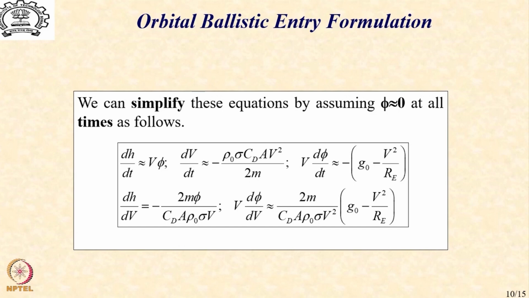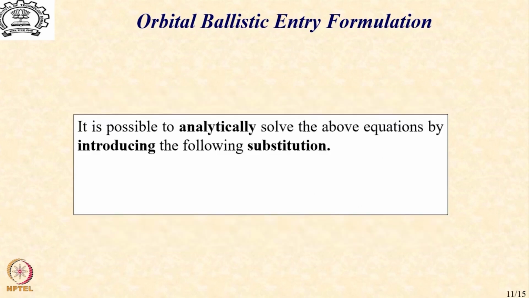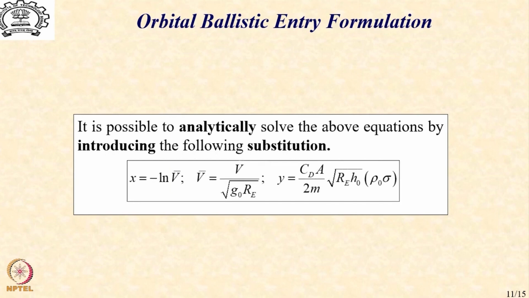While these equations are a little bit more complicated than the steep ballistic trajectory equations, it is still possible to carry out the solutions analytically by introducing certain change of variable through substitution. So we replace x as minus ln of v bar, where v bar we define as v by root of g0 by re.